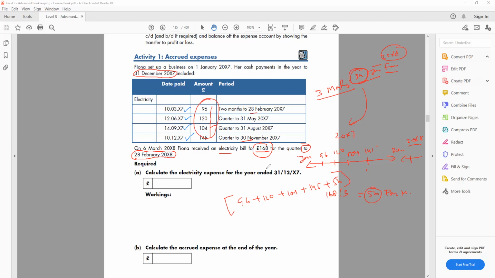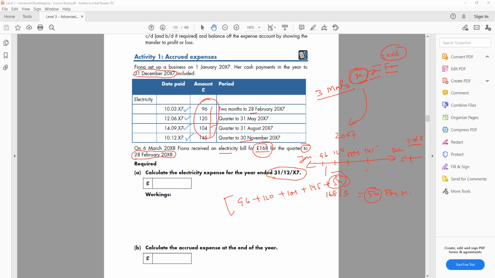And this is called the accrual concept. So obviously, how much will be the cost here? If the question asks you to calculate the electricity expense for the year end 31st of December 2007, that means we have to add all of this and bring back the 56 for 2007. So let's add all of this.